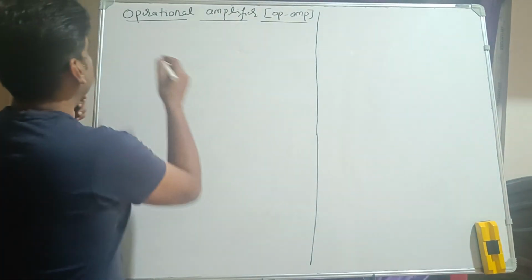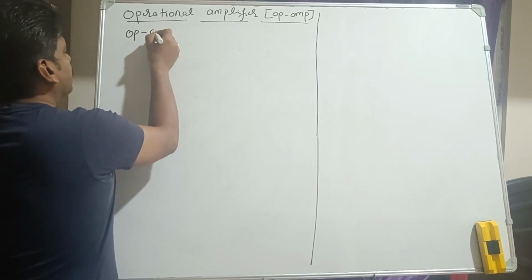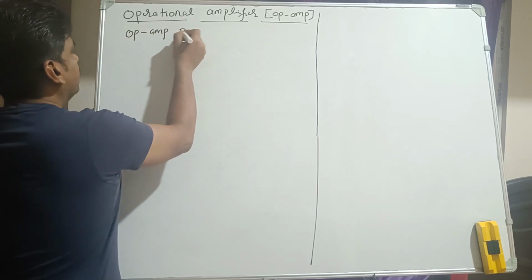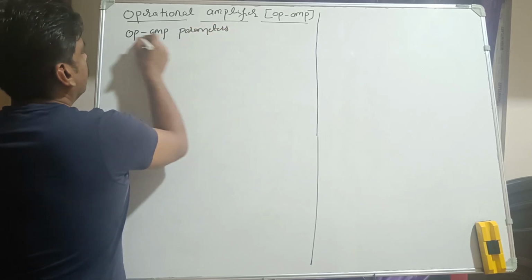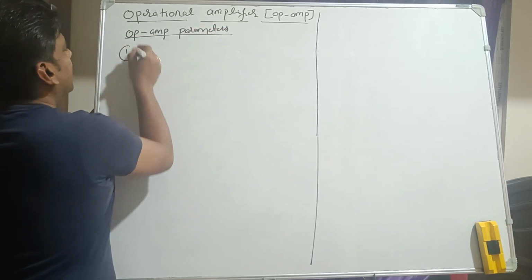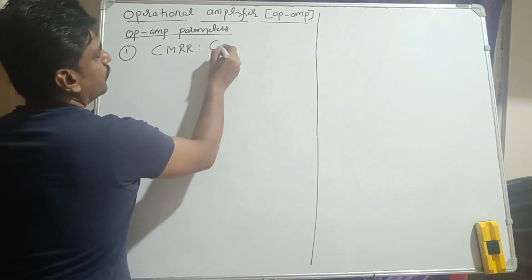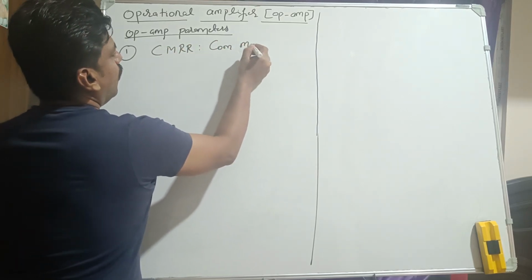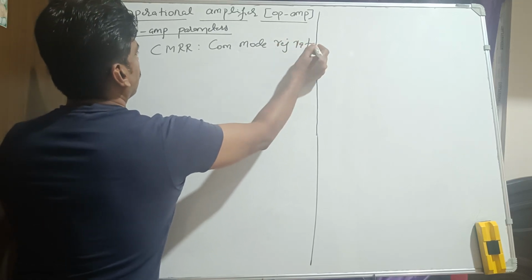So in this video we will see what are operational parameters. So op-amp parameters, right? Here in the op-amp we will see the parameters. The first parameter we will see is common mode rejection ratio. What is it?